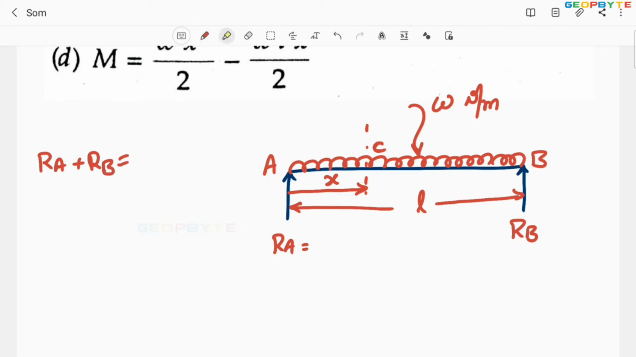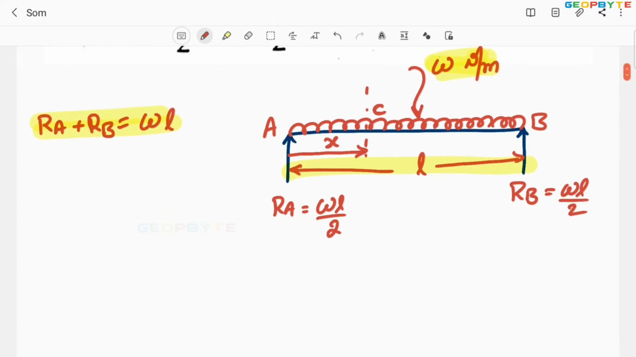since the given load is UDL, to get the point load from UDL, you have to multiply the UDL with the UDL distance. The UDL is W, the UDL distance is L, so W into L. And this load is equally shared by both reactions. Therefore, RA equals WL by 2, RB equals WL by 2, because the load is uniformly distributed.